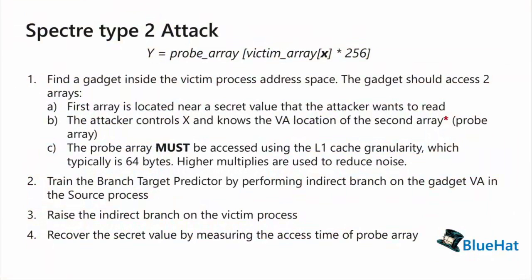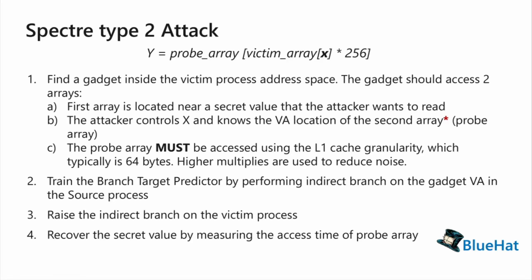So here is how the array needs to be. As you can see, there is a victim array that needs to be near a secret value that you want to read. The attacker controls the index. So if the index is out of bounds, you can read the secret value, which in this case is a character. There is even a multiplication by 256.